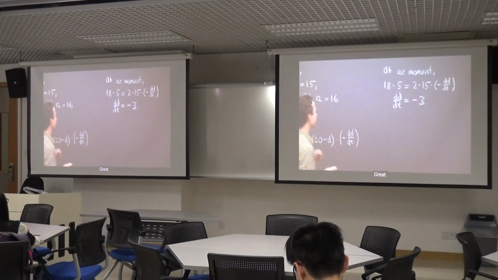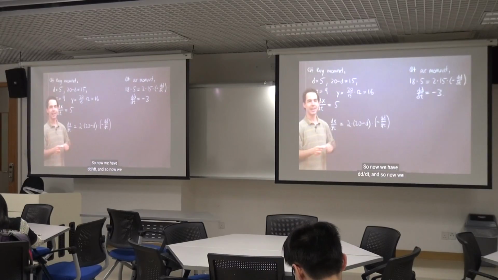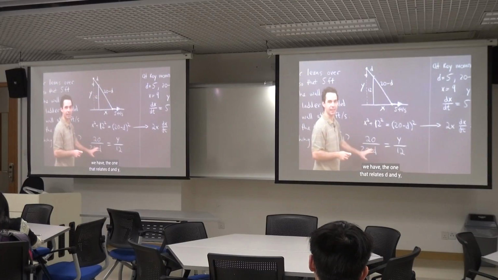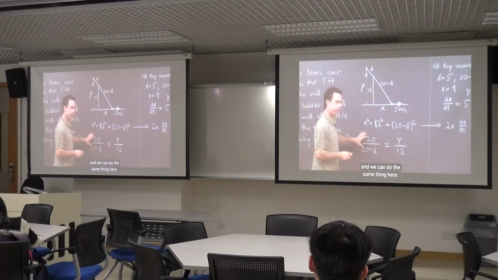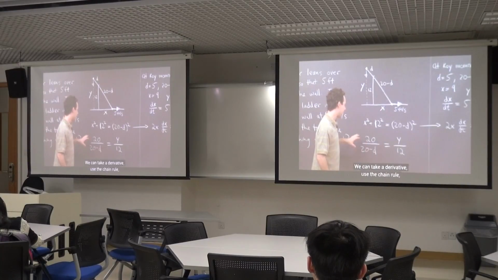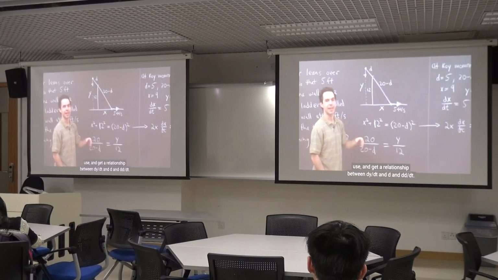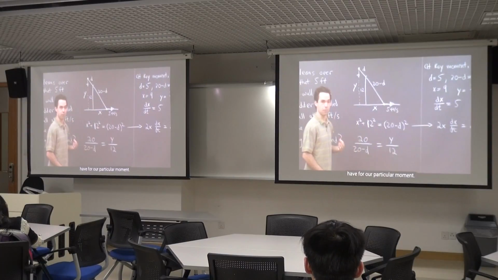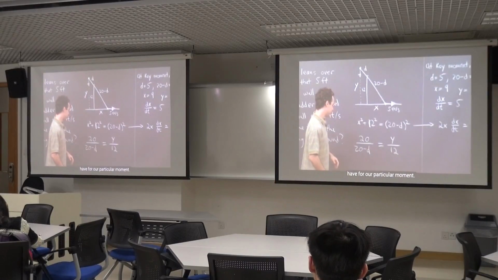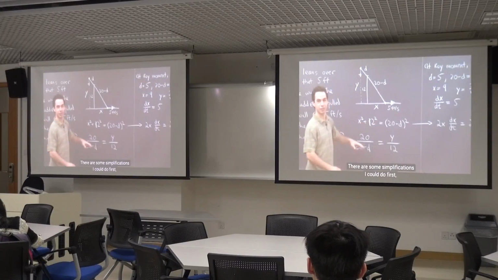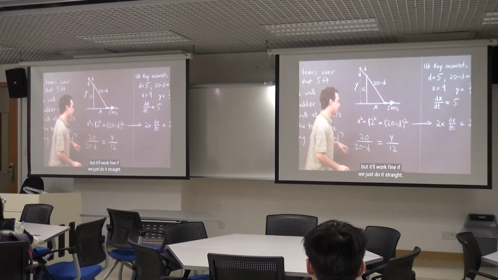All right, great. Now we have dd/dt, and so now we can go back to the second relationship we have, the one that relates d and y, and do the same thing here. We can take a derivative, use the chain rule, and get a relationship between dy/dt and d and dd/dt. Then we'll be able to plug in all these values we have for our particular moment. I think I'm just going to differentiate this straight. There are some simplifications I can do first, but it'll work fine if we just do it straight.